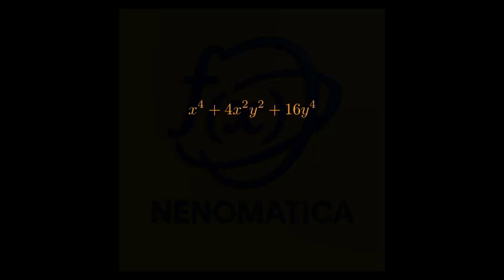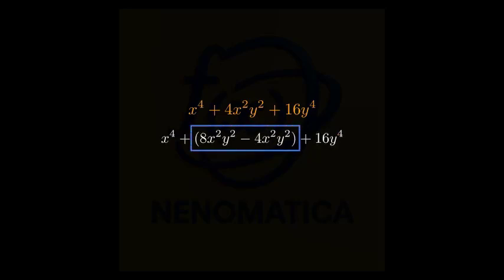Step 1. Group terms. We add and subtract a helpful middle term so we can set up a perfect square later. x to the fourth plus (8x squared minus 4x squared y squared) plus 16y to the fourth. Step 2. Regroup. Collect the perfect square trinomial together.